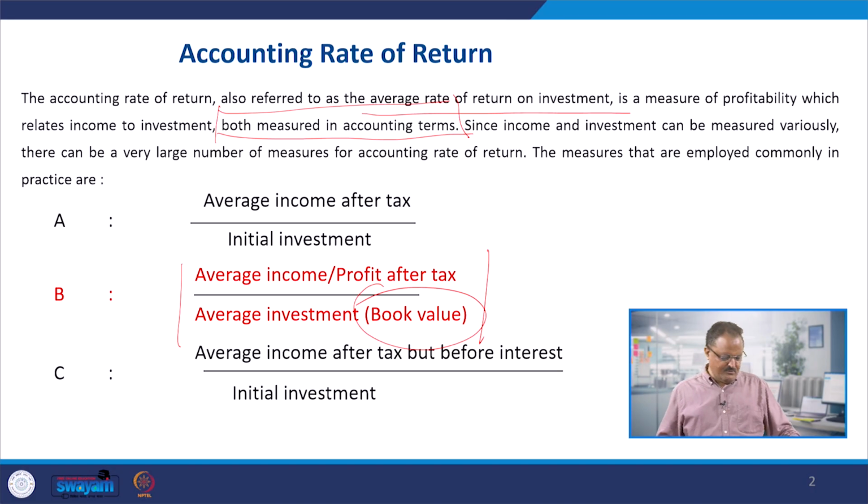So on the numerator you have got the average profit after tax, profit of the 4 years, sum it up, divide by 4, and the investment. For calculating the average investment on the book value, initially take 1 lakh, divide it by 4, get the depreciation rate 25,000 rupees. So first year it is 1 lakh book value, second year the book value comes down to 75, third year it comes down to 50,000, fourth year it comes down to 25,000. So you have got 4 values, sum them up, divide by 4, so you will get the average investment. And finally, when you divide the average profit by the average investment, so you will get the average rate of return or accounting rate of return.